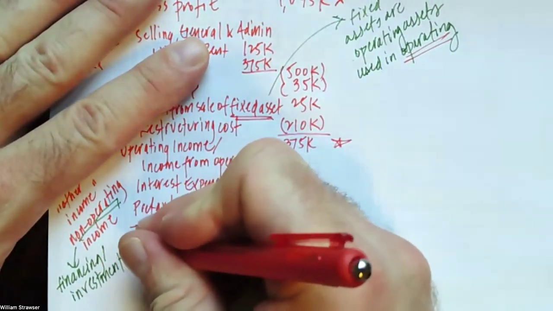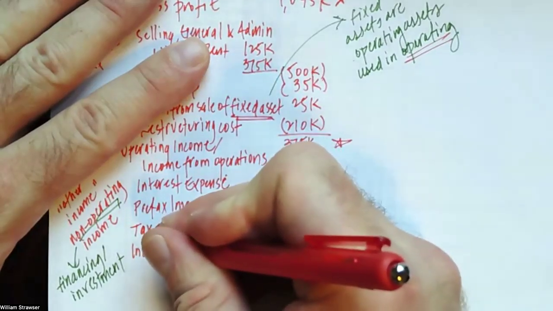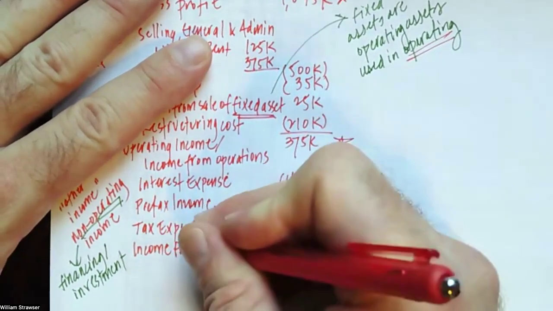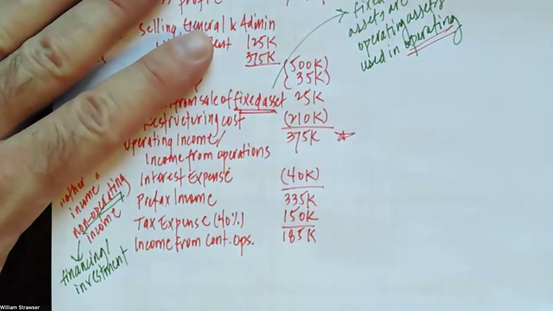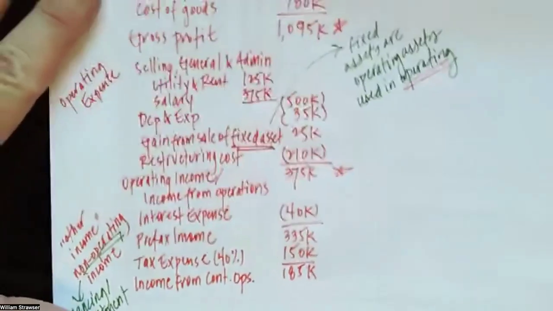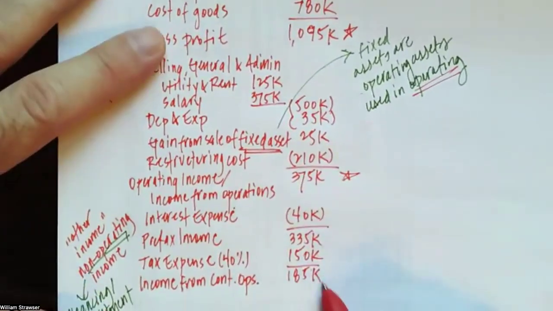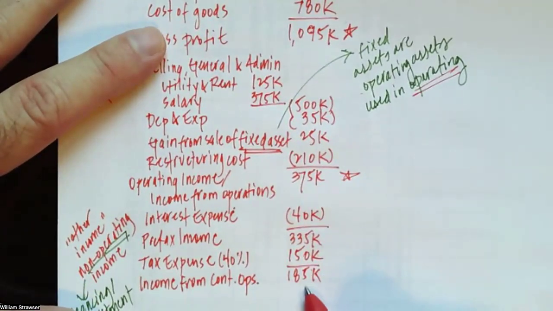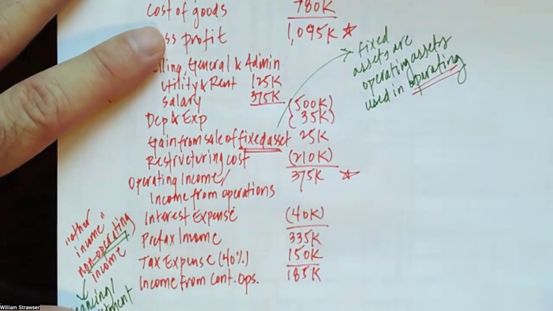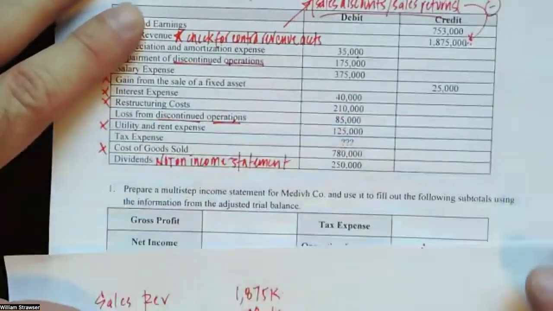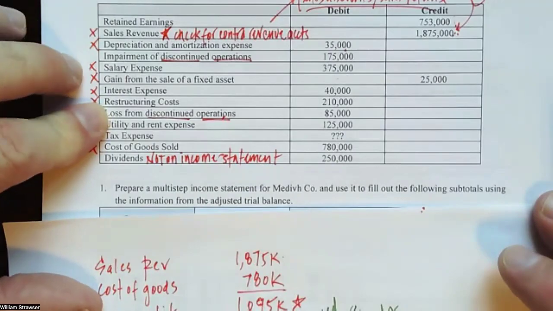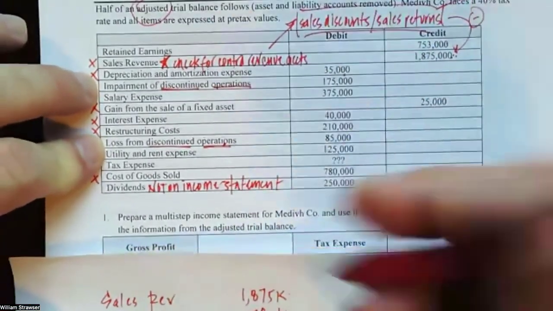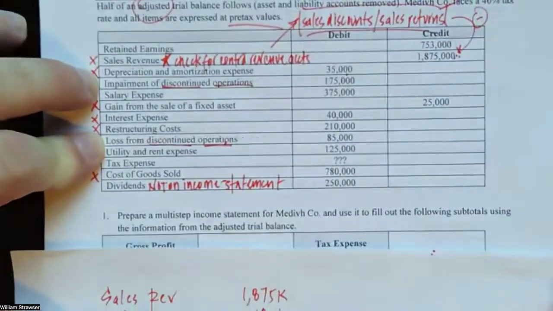This is because we have discontinued operations, income from continuing operations. Right? If we did not have disc ops, if we had no discontinued operations, then this would be net income and then we'd be done, right? But we do have discontinued operations. We have impairment of the discontinued operations, and we also have a loss from the discontinued operations. Remember that these are pre-tax values.